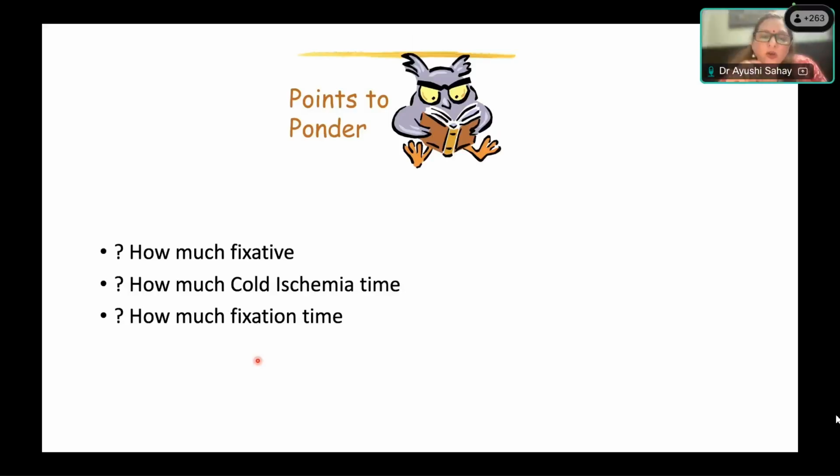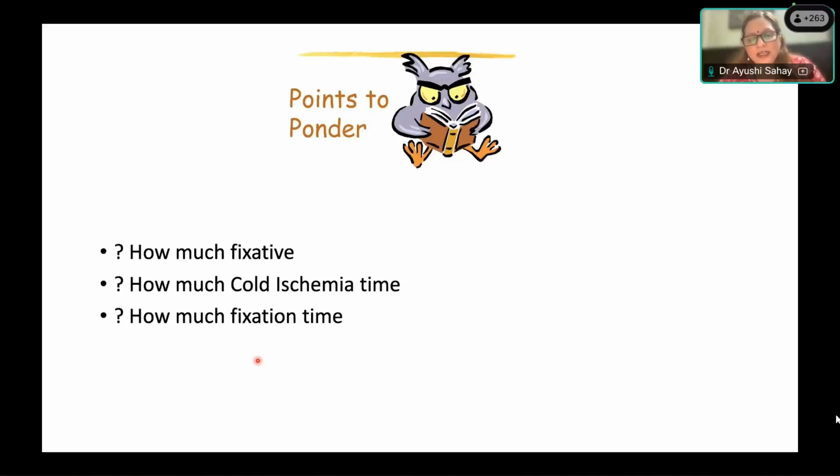Perfect. So the time when the specimen has been excised from the patient body and the blood circulation is stopped, that is when the cold ischemia time starts, and the ideal time within which the specimen should be properly put in fixative is less than 1 hour. So this is something that you need to convey to your surgical colleagues, that the specimen should not be left lying around. It should be put in formalin as soon as possible and dispatched to the lab.